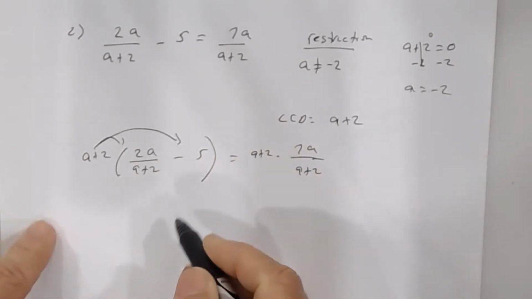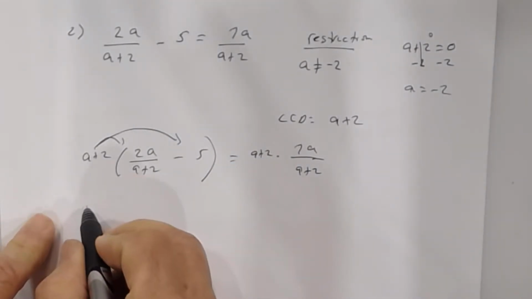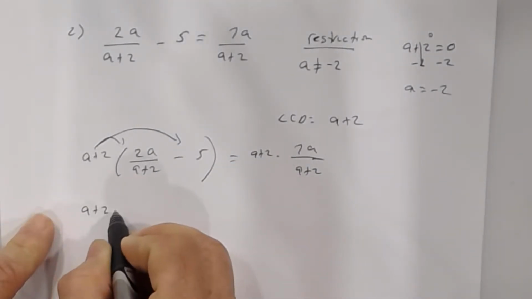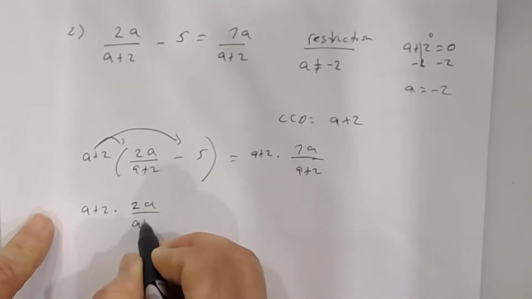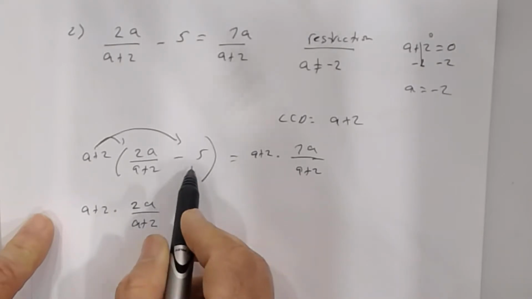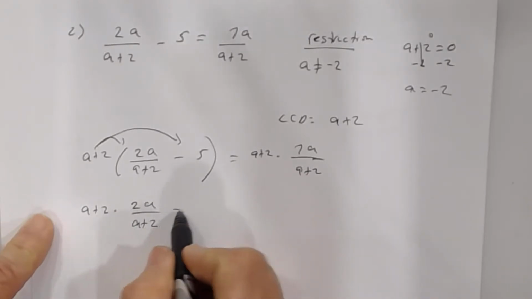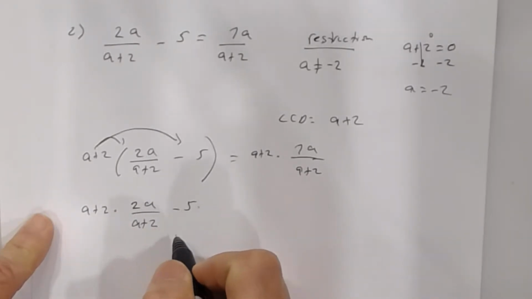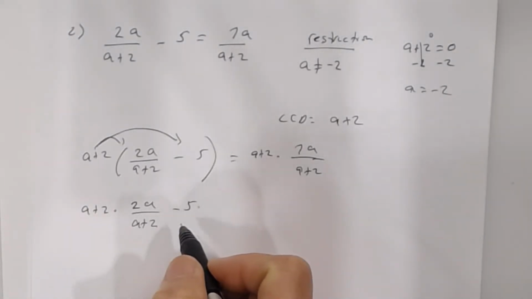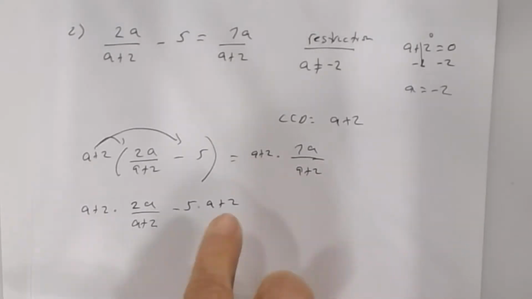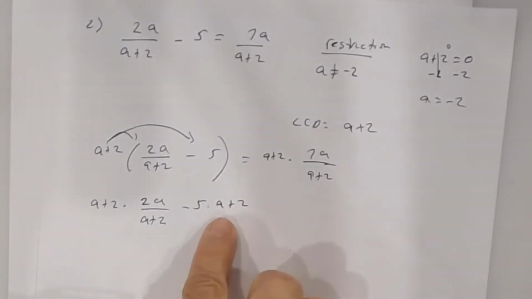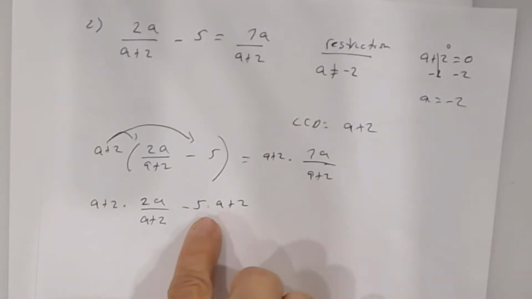All right, now listen carefully. So you're going to say a plus 2 times what? 2a over a plus 2. Now be careful with the next one. You're going to say minus 5 times what? A plus 2. Now if you're not careful, and we discussed that idea before, you're going to do this. This is incorrect. You're going to say that's minus 5a plus 2, and it's not.